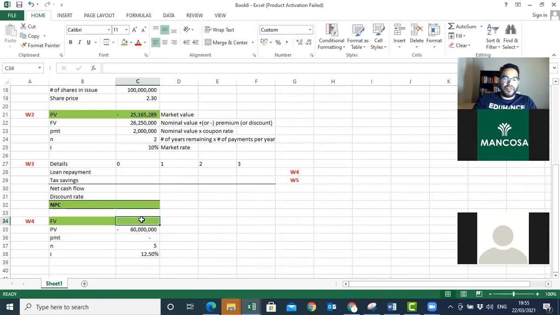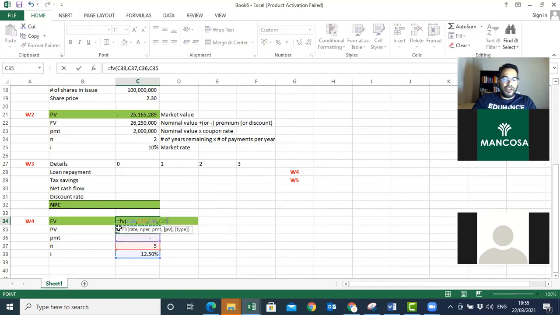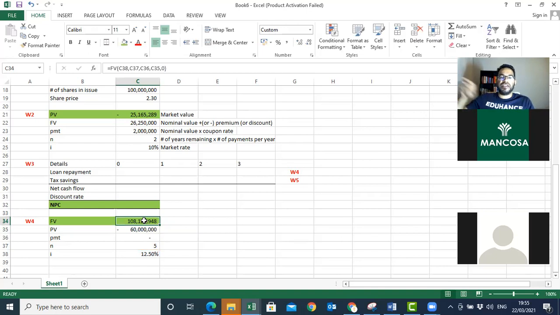So if I do the future value, I want the rate, I want N, I want PMT, I want present value, and then I want type. Remember, the interest is compounded annually in arrears. That means at the end of the period, so I put in 0. So at the end of 5 years, I'm going to pay 108 million rand.